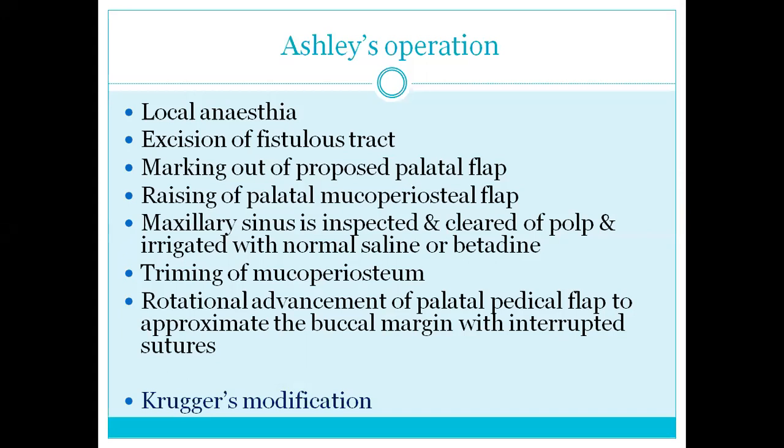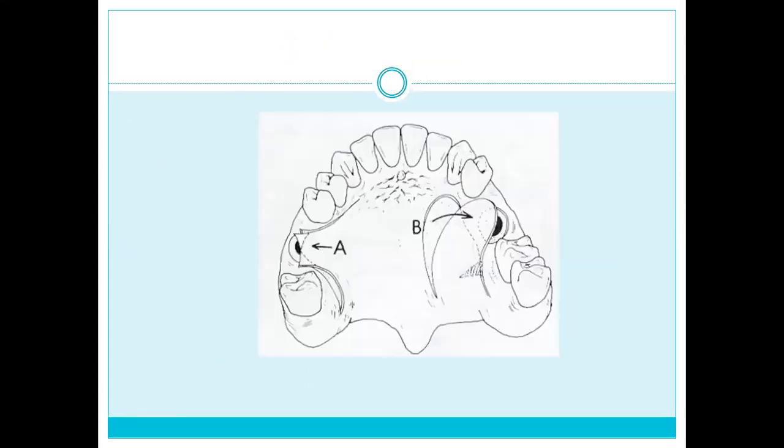Now the Ashley's operation. Local anesthesia is administered. Excision of the fistulous tract is done, marking out the proposed palatal flap, raising of the palatal mucoperiosteal flap. The maxillary sinus is inspected, cleared of polyp, and irrigated with normal saline and betadine. Trimming of the mucoperiosteum, rotational advancement of the palatal pedicle flap to approximate the buccal margin with interrupted sutures. There's a Kruger's modification for this operation, and the next diagram will show the Ashley's and Kruger's modification.